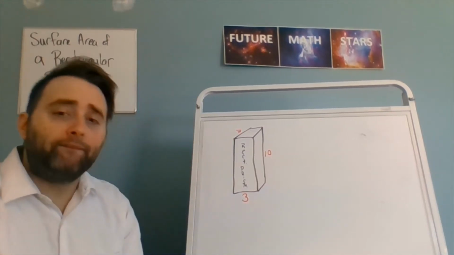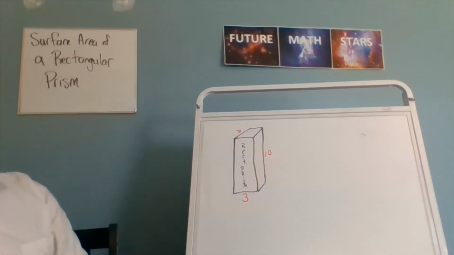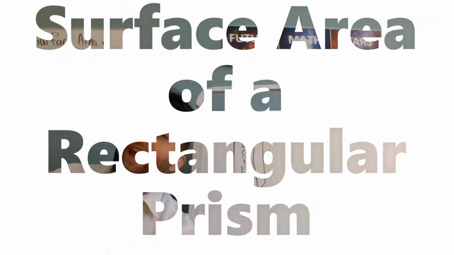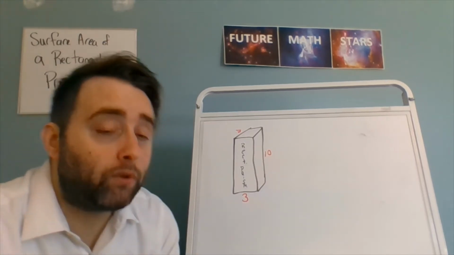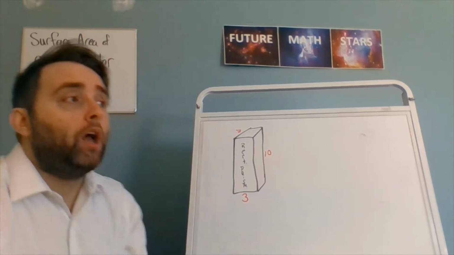All right, so we are back for more learning time. And yes, it's the same thing as yesterday. It is still the surface area of a rectangular prism because we need extra practice on this because it was difficult in school. And I'm betting that now that we're reviewing, it's still a little difficult for some.